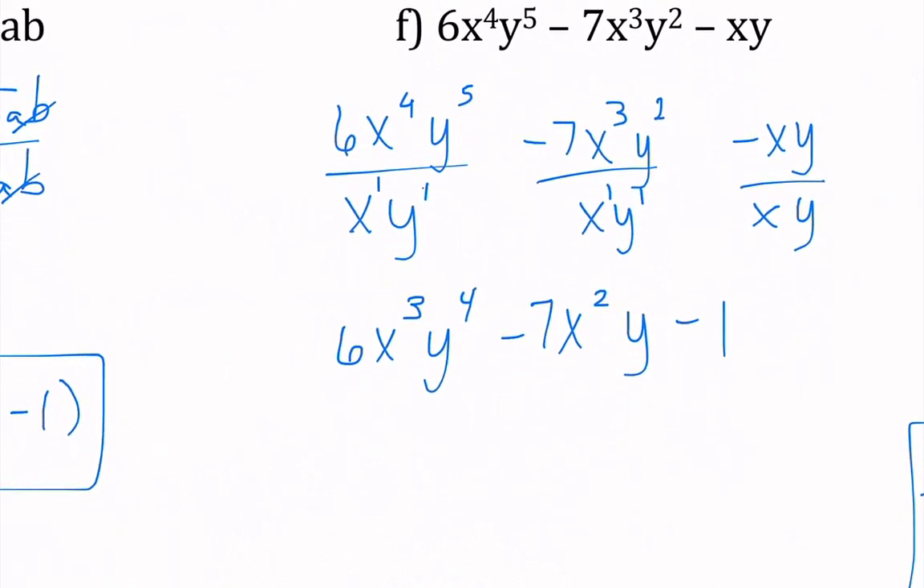All right, so I'm going to put my greatest common factor out front. And in parentheses, I'm going to put what I got when I divided everything by my greatest common factor.